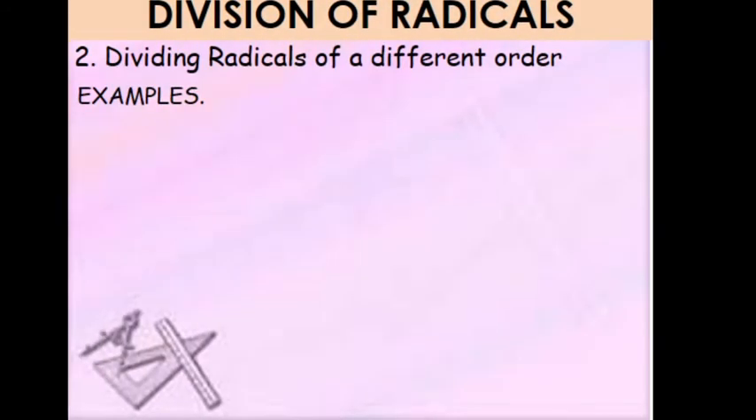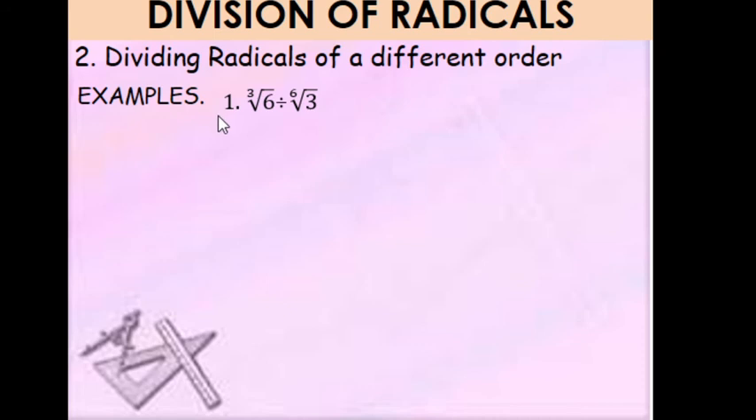Okay, so second case in division of radicals, dividing radicals of a different order. Okay, so now let us have the example. So we have cube root of 6 divided by sixth root of 3. So dito, magkaiba sila ng index. Ang isa ay 3, ang isa naman ay 6.